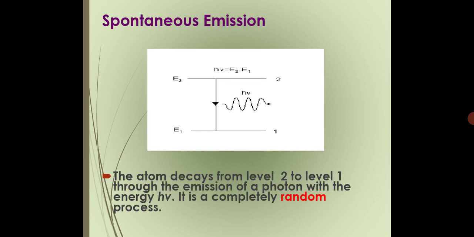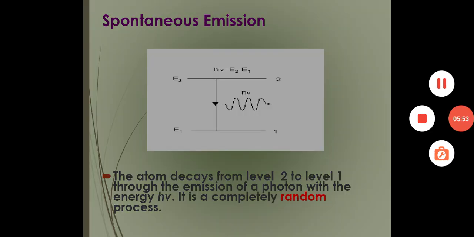Now, when that electron jumps from a higher energy level to the lower energy level after its lifetime, the absorbed energy gets emitted out, and that is called spontaneous emission. The direction of this spontaneous ray is random, and this is a random process.